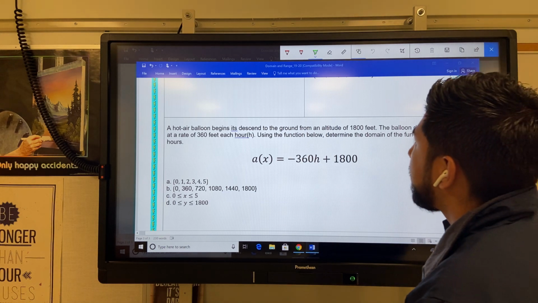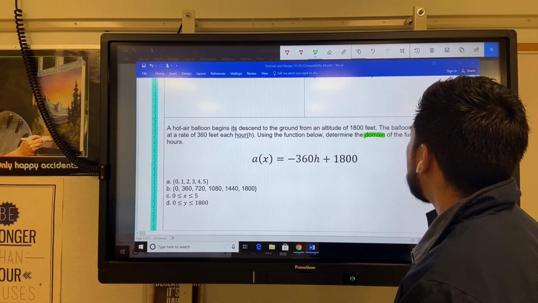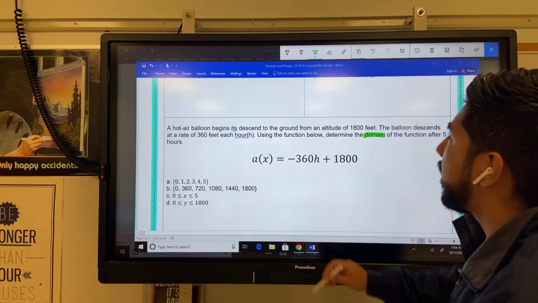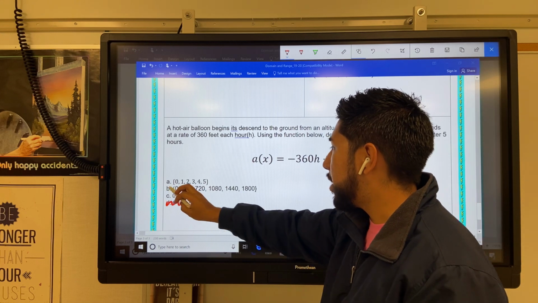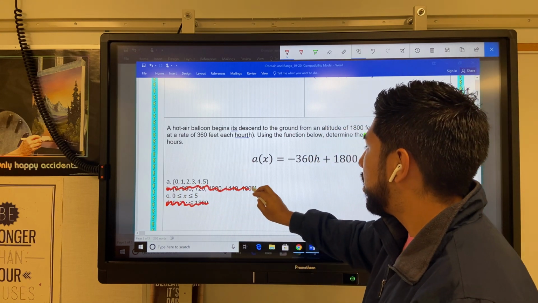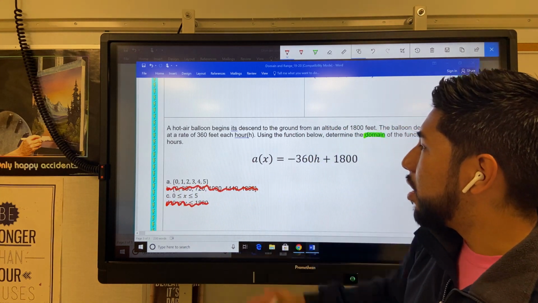Okay. Keyword, domain. So we know we're looking at the X. I can already cross out my y, that was 1800, so that means I could take this out. And then we determine what the plan is.